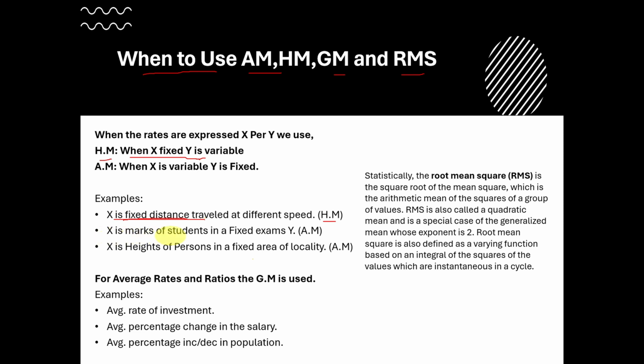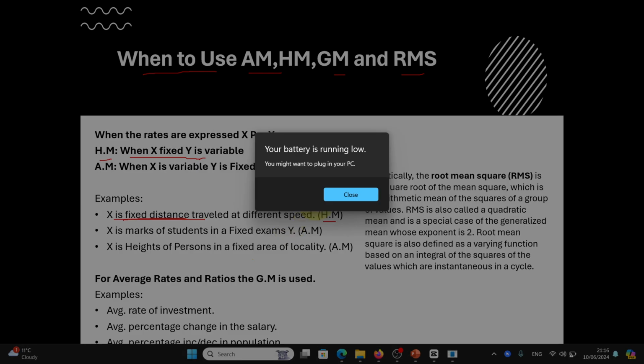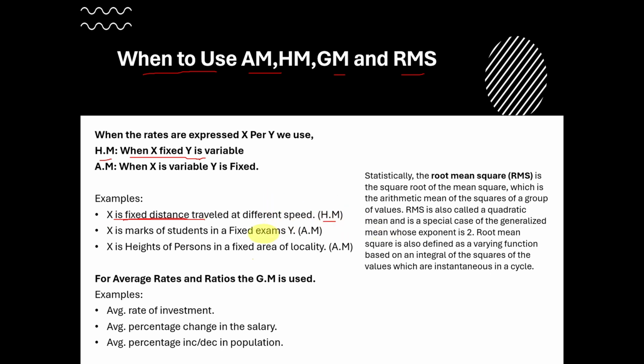Now take the marks of students, fixed on exam y. For example, your exam y was a probability exam, and your x, your marks, are different. Some students have scored 5, some students have scored 6. This is where you will use your arithmetic mean. Also, x is the height of a person in a fixed area of locality. That's where you will use arithmetic mean.